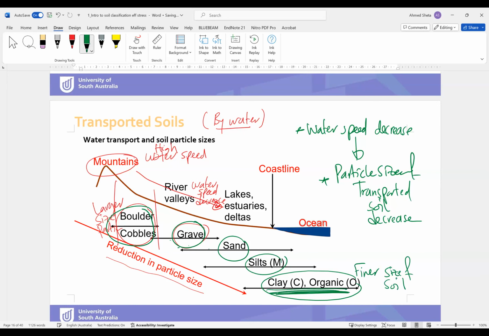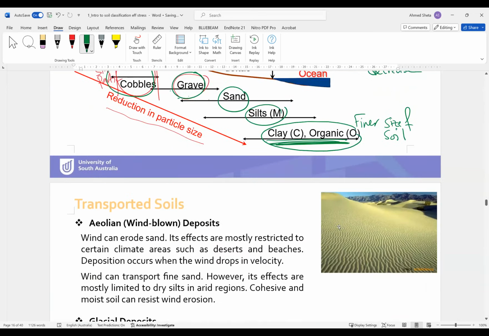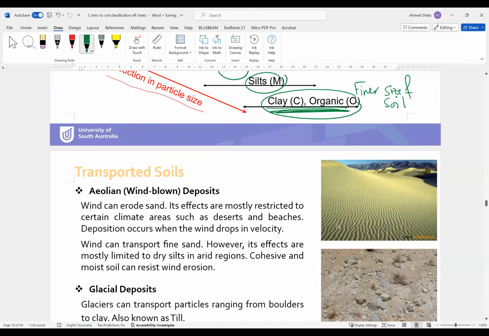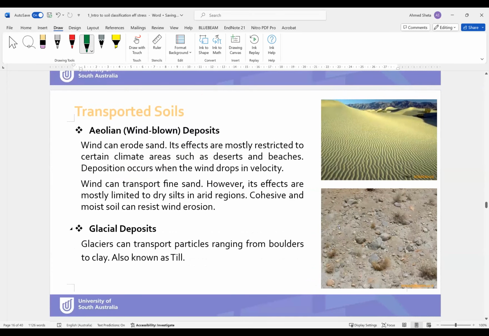Okay. So do you understand the idea of sedimentation of the soil? When the water speed is high, it sediments the larger particles. When it is slow, it sediments the smaller particles. Okay, this is all about the soil transported by water, and next we have Aeolian deposits or wind-blown deposits, which is transported by wind.